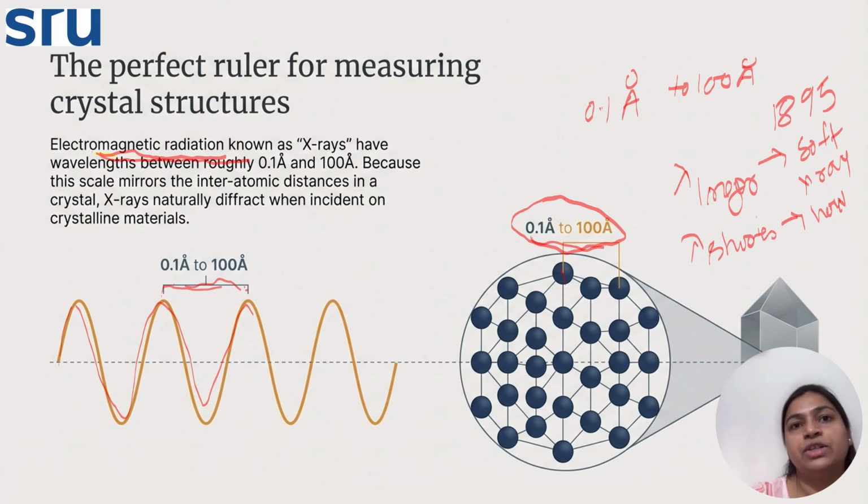For diffraction to occur, the wavelength of radiation must be comparable to the spacing between objects. Visible light has a wavelength of around 10 to the power of minus 7 meter, but X-ray has a wavelength of around 10 to the power of minus 10. So this is perfectly matching. This is why X-rays are used to study crystal structure.